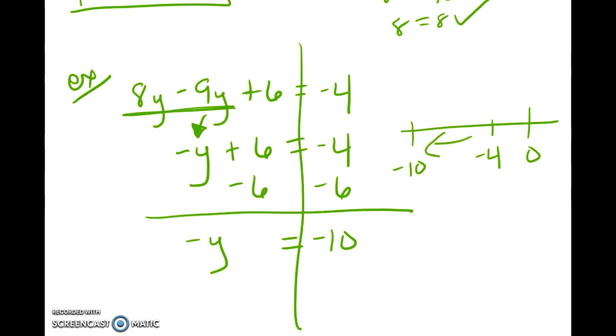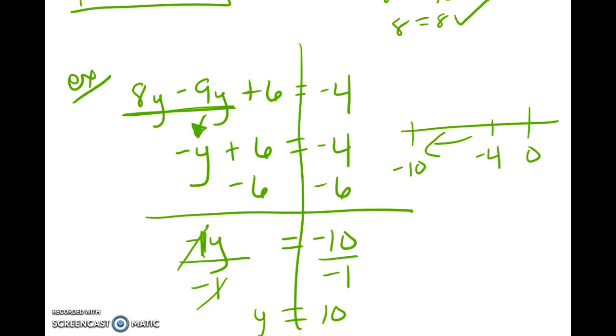And then this is a tricky one. This is like negative 1y. And we need to get rid of that negative 1. So we're going to divide both sides by negative 1 so that I get a positive y here. And negative 10 divided by negative 1 should be a positive 10.